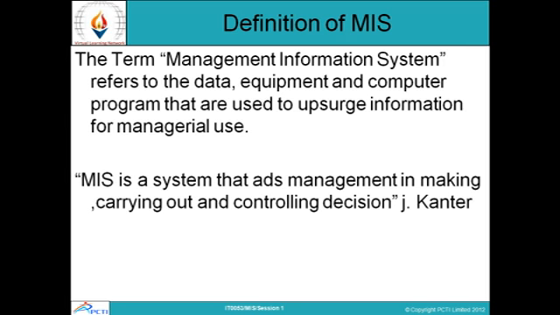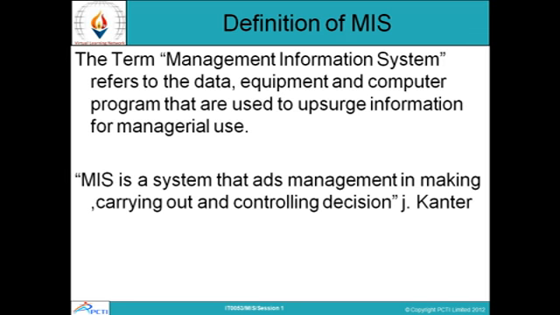Now let's talk about the definition of MIS. The term management information system basically refers to the data, equipment and computer programs that are used to upsurge information for managerial use. जब कलेक्टिवली मैनेजमेंट के डेटा को मैनेज करने के लिए डेटा, इक्विपमेंट्स, कंप्यूटर प्रोग्राम्स, they are collectively used so that a manager can take useful decisions. Such kind of information system is called a MIS.